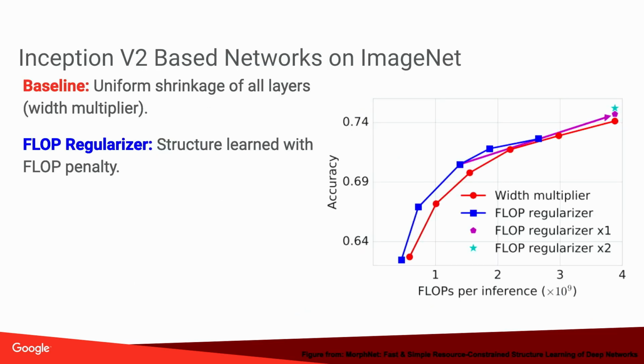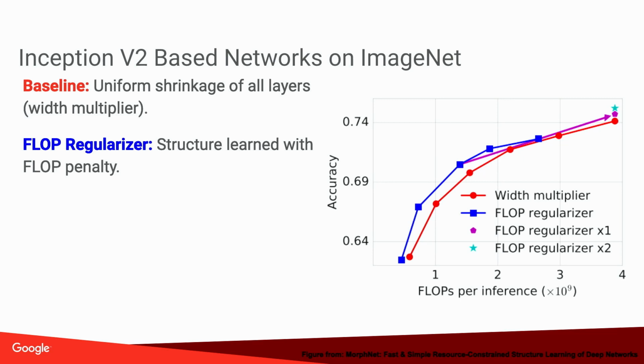So let's look at how this performs on more interesting problems. I am showing you here Inception V2 based networks working on ImageNet. And the baseline, again, is the uniform shrinkage of all layers, performed as a baseline for lack of a better option. The blue line was generated using flop regularization with different regularization strengths, as seen before. And the x-axis is the flops, and the y-axis is accuracy.